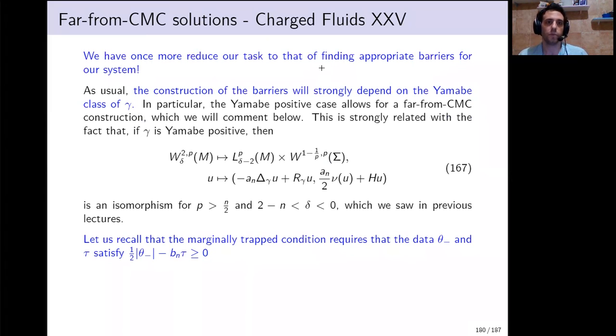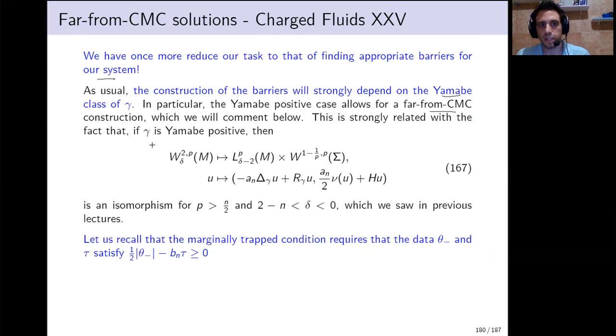And we have once more reduced our task to that of finding appropriate barriers for our system. So we will sketch how to do this in order to produce far from CMC solutions in the case of Yamabe positivity. We again have to highlight that the Yamabe class of our metric is going to be very important in order to get these constructions.